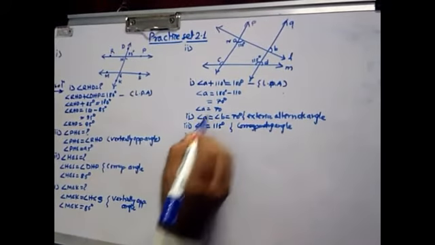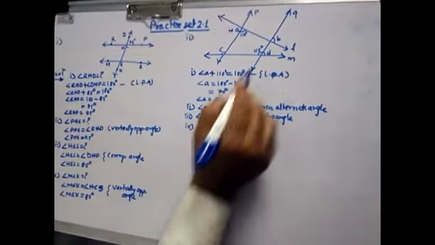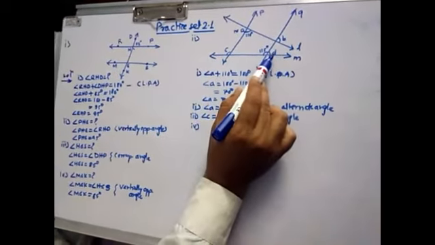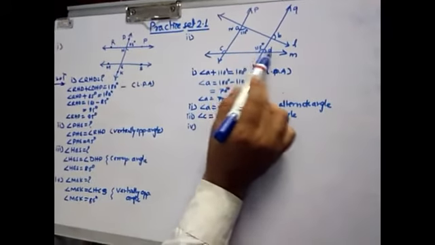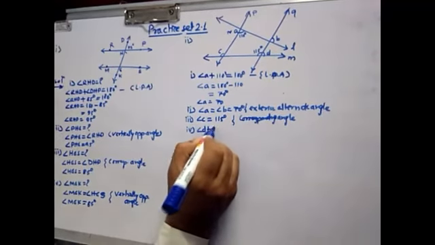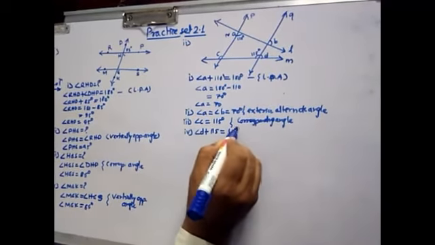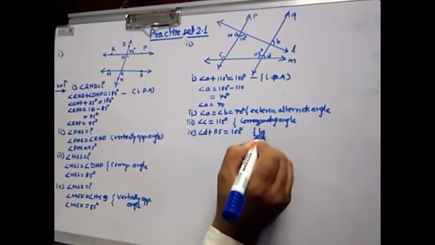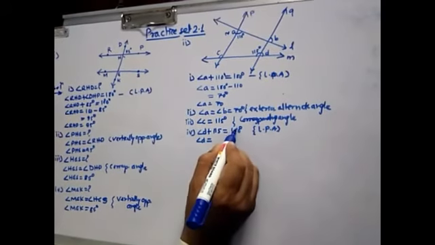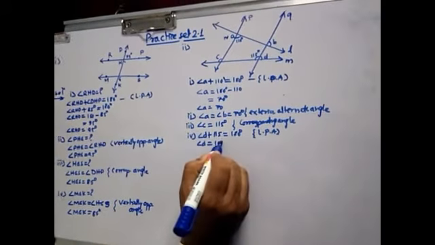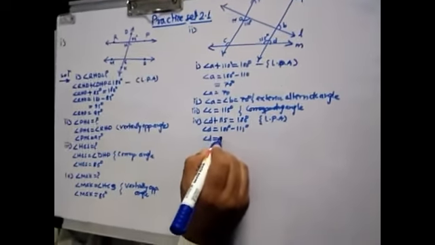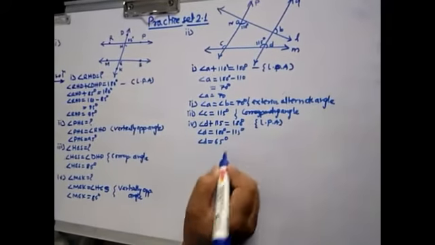Now next, the fourth one, having D. We want to find out D. How will we find D? Angle D and the 115 angle, these two are a linear pair. So write down here: angle D plus 115 is equal to 180 degrees, linear pair angle. So angle D is equal to 180 degrees minus 115 degrees. What remains is that angle D is 65 degrees. In this way we can solve it.